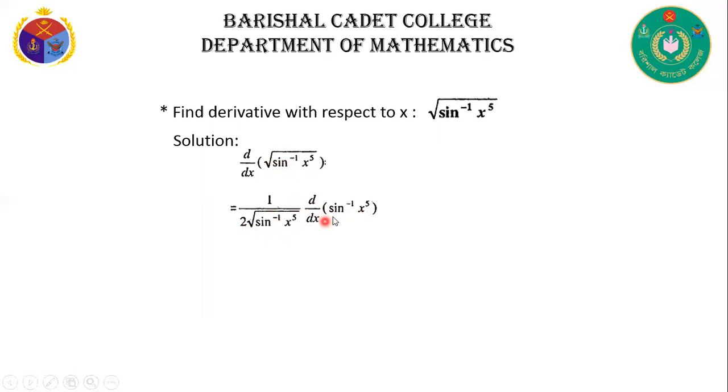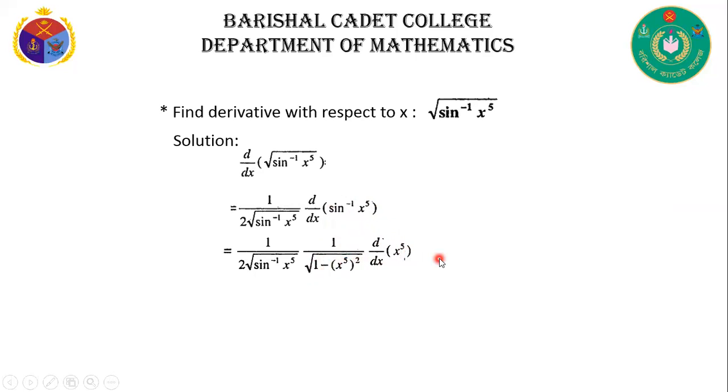We know d by dx sine inverse x is equal to 1 by root 1 minus x square. That's why you can write 1 by 2 root sine inverse x to the power 5 into d by dx sine inverse x, that means 1 by root 1 minus x square. Here x means x to the power 5, so x to the power 5 square. Then we differentiate x to the power 5, that means d by dx x to the power 5.